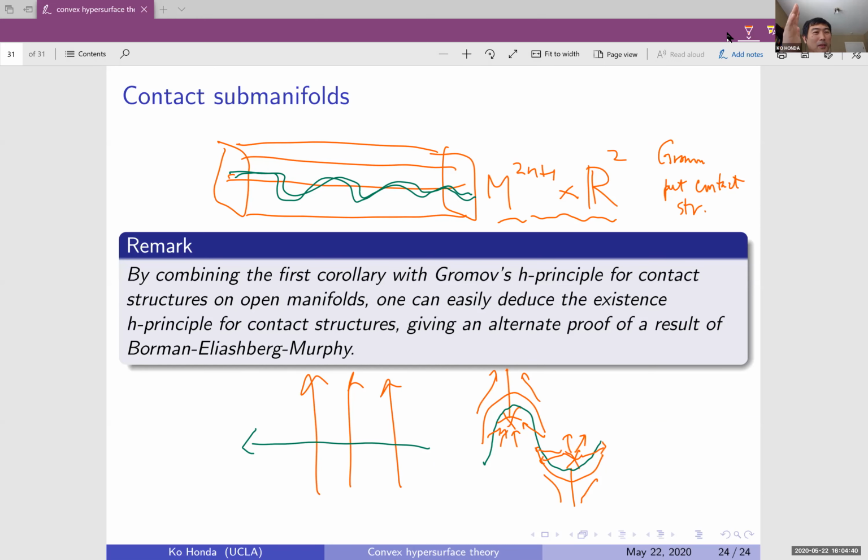So maybe that's the only thing I can say at this moment. I also had in mind this reproof of the existence of contact structures. Yeah, this is really funny. I actually don't know.